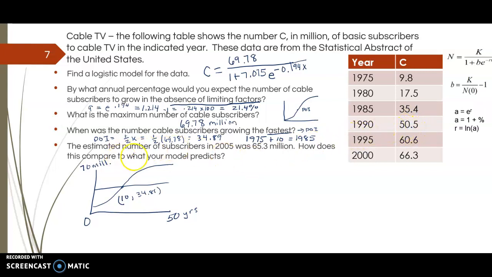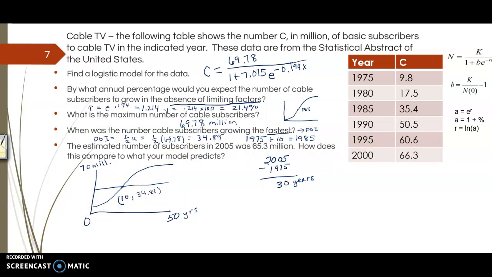Next thing we're asked to do is estimate the number of subscribers in 2005. So I have to figure out 2005, how many years later is that? So minus 1975, and I get that that was 30 years later. And I'm going to plug that 30 years in for my x, because my x is my time. All right? So I'm going to go out to my calculator to work on that.